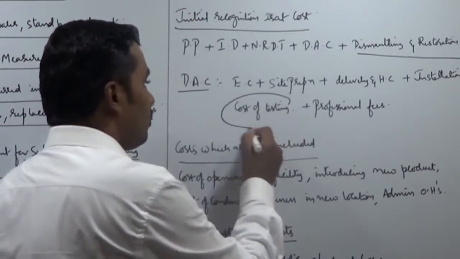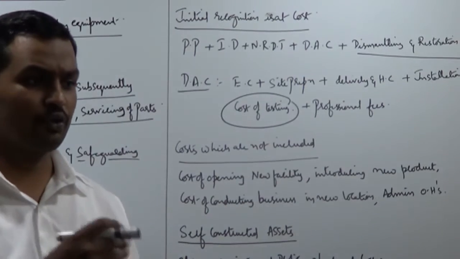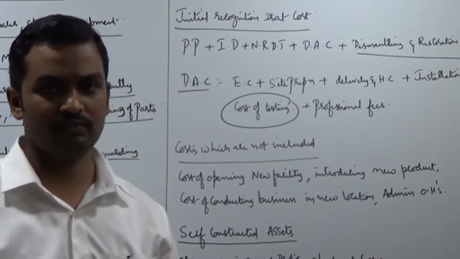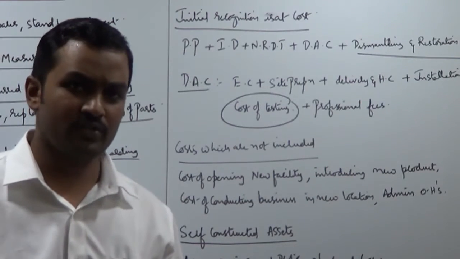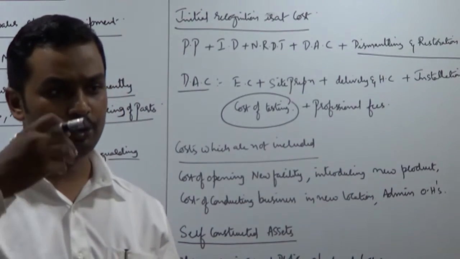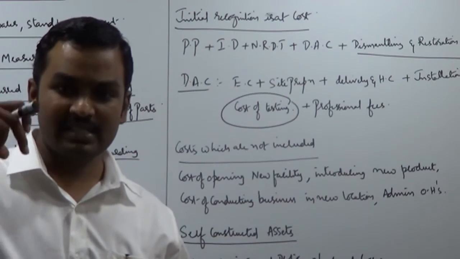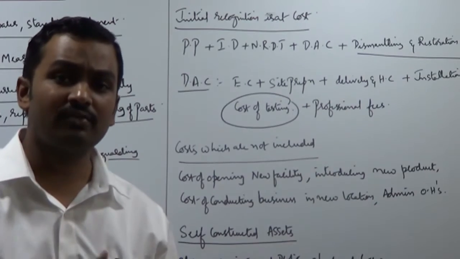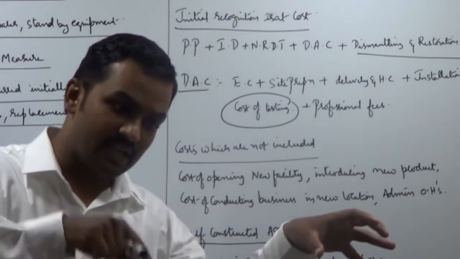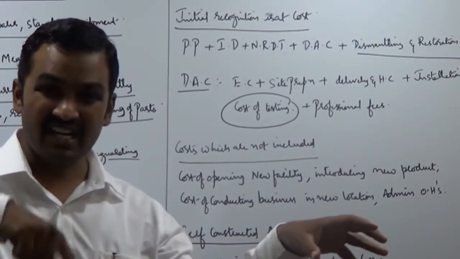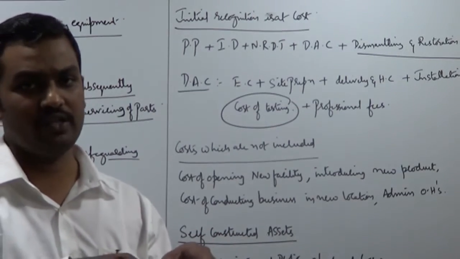Now, before we start utilizing the equipment for commercial production, we would do some test production. We will do production on a test basis, because we want to know whether the equipment is functioning properly or not. During this testing phase, if some output is achieved, the sale value of this output is subtracted from the cost of the equipment. So, cost of testing we will add, but the sale price of the production which has been produced during the testing phase, that income will be subtracted from the cost of the asset.